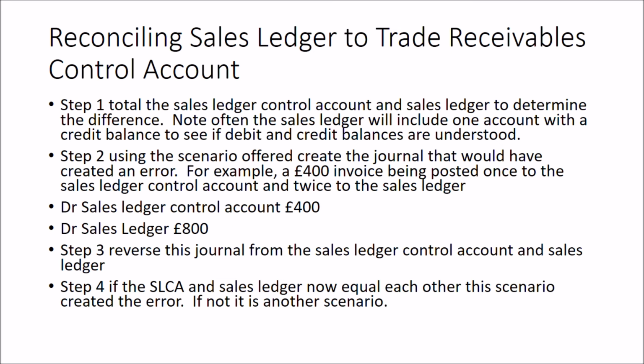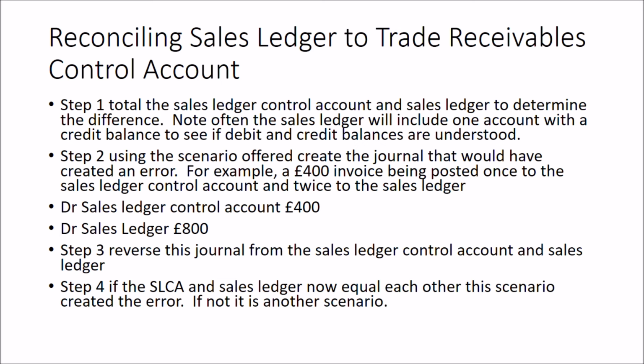So using the scenario offered, you're going to create the journals for each of those scenarios. So you're going to create the journals for what might happen. So for example, a £400 invoice has been posted to the general ledger control account twice. Let's say that one there. So you're going to work out what's actually happened in here. You're then going to reverse that journal that would have been posted from that particular scenario.